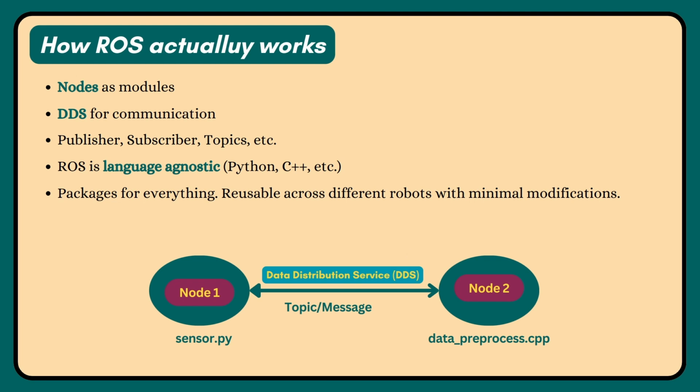One of the best things about ROS is that it is language agnostic. That is, one node can be written in Python, another node can be written in C++, and still they will communicate well and work exactly as they should if they were written in the same programming language. And there are available packages which are reusable across different robots with minimal modification.